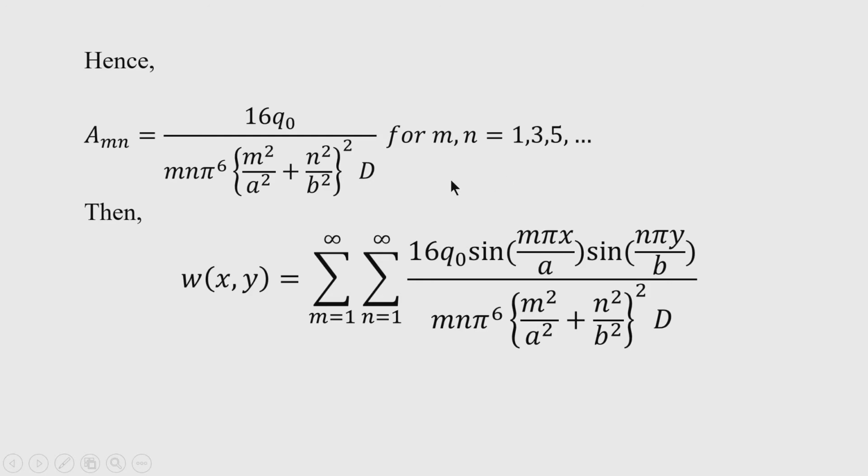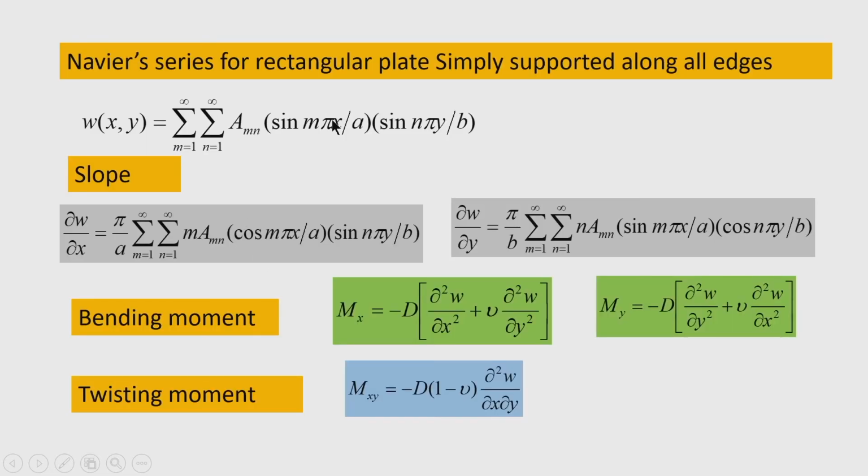Only odd half waves will contribute to the deflection. Q naught is the known quantity, A and B are the size of the plate, and D contains the material property as well as thickness of the plate. Now, once you know W, then you can go for calculating the other quantities.